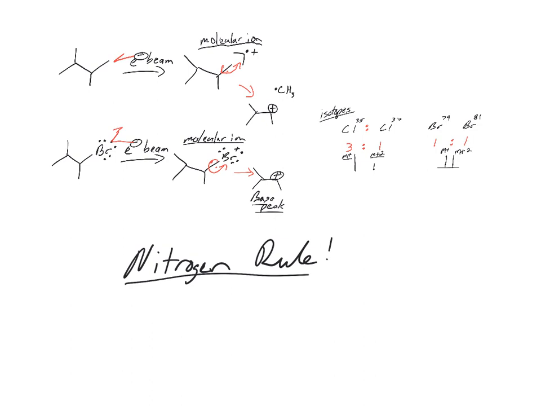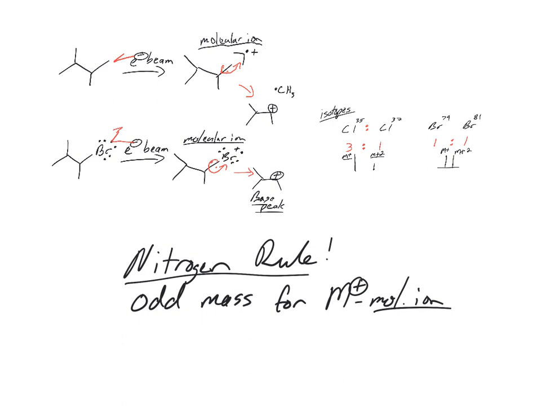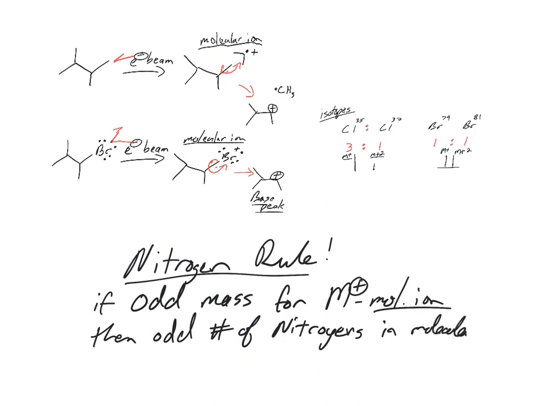All right, the final bit from mass spec that we're going to talk about is the nitrogen rule. The nitrogen rule says if you have an odd mass for your molecular ion, your M plus, which is the farthest right peak in your mass spec, then you have an odd number of nitrogens in that molecule. It also means if you have an even mass, you have an even number of nitrogens in the molecule. And 0 is an even number, right?